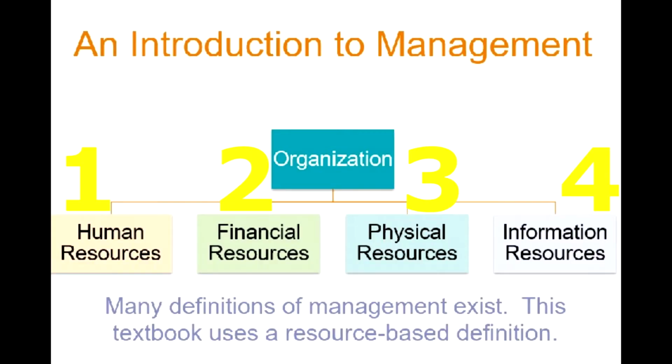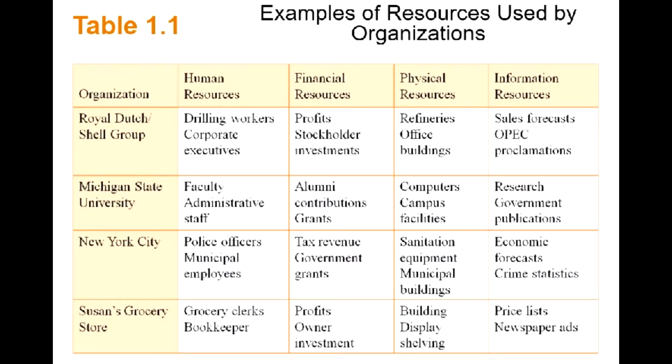An organization has four types of resources: human resources, financial resources, physical resources, and information resources. Many definitions of management exist. We are going to use a resource-based definition. Here is a list of examples of resources used by organizations.